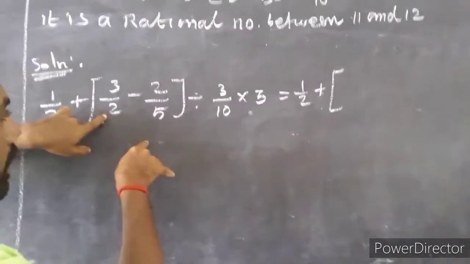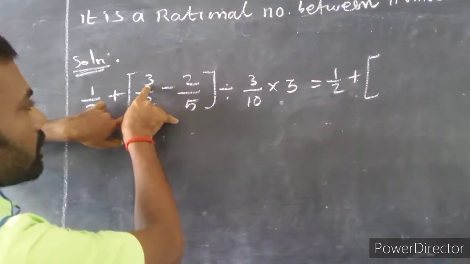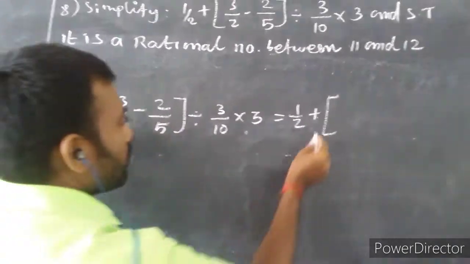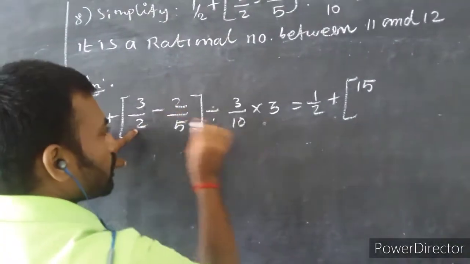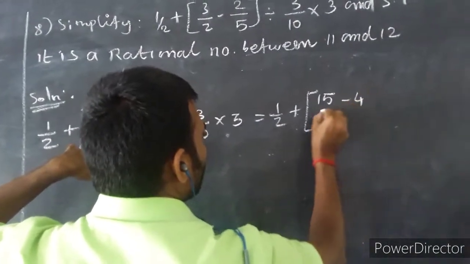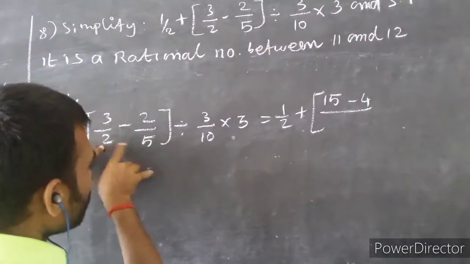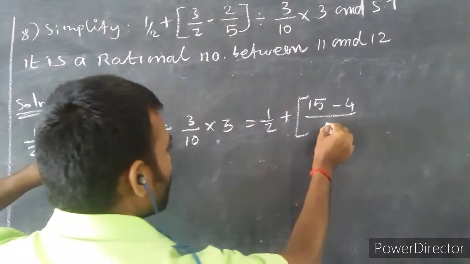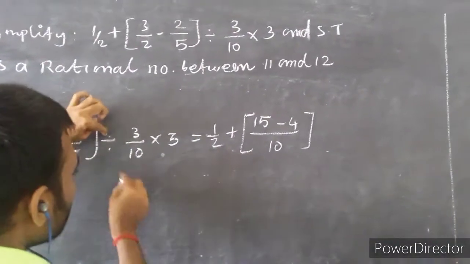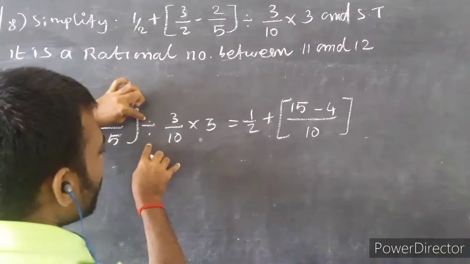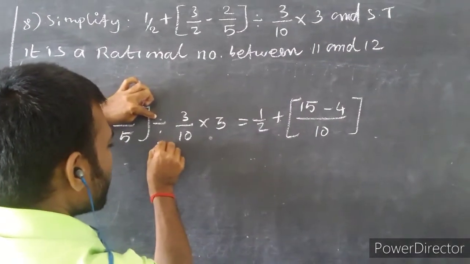In this class we discuss cross multiply only. 3 fives are 15. Next, multiply 2 into 2, the answer is 4, and 2 into 5 is 10. Next, the division changes to a reciprocal, so we take the reciprocal of the second rational number.